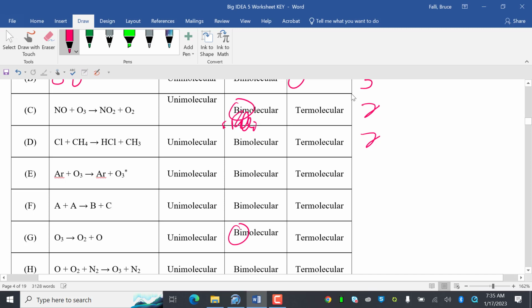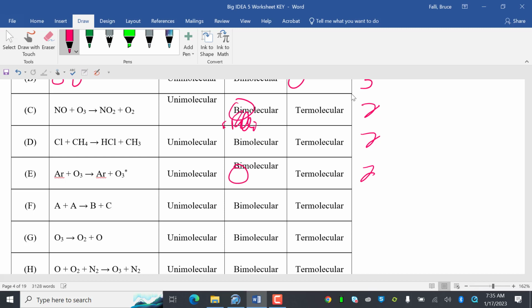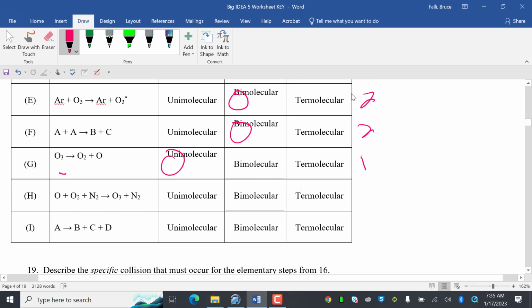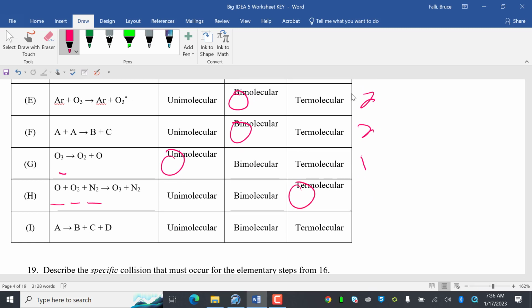My pen's being funny, so if you're listening, it'll work. Letter E has 2, it's bimolecular. Bimolecular has 2. This one has just 1, even though it's got a subscript of 3. It's one reactant, so it's unimolecular. It's got 3. Termolecular, 1, 2, 3. This one's got 1. It's unimolecular.